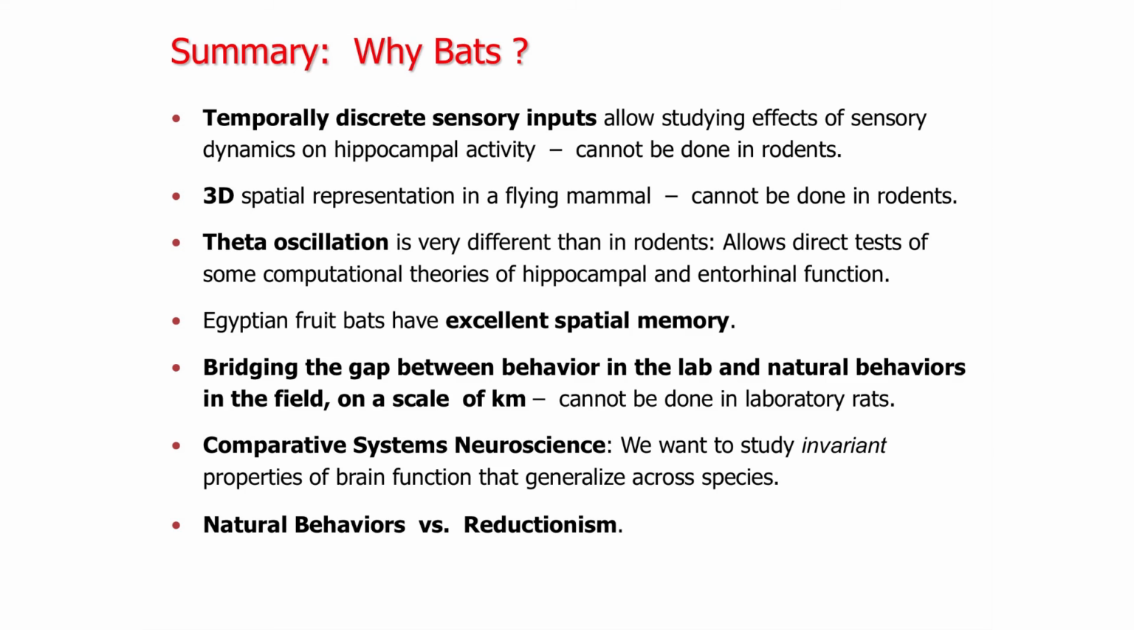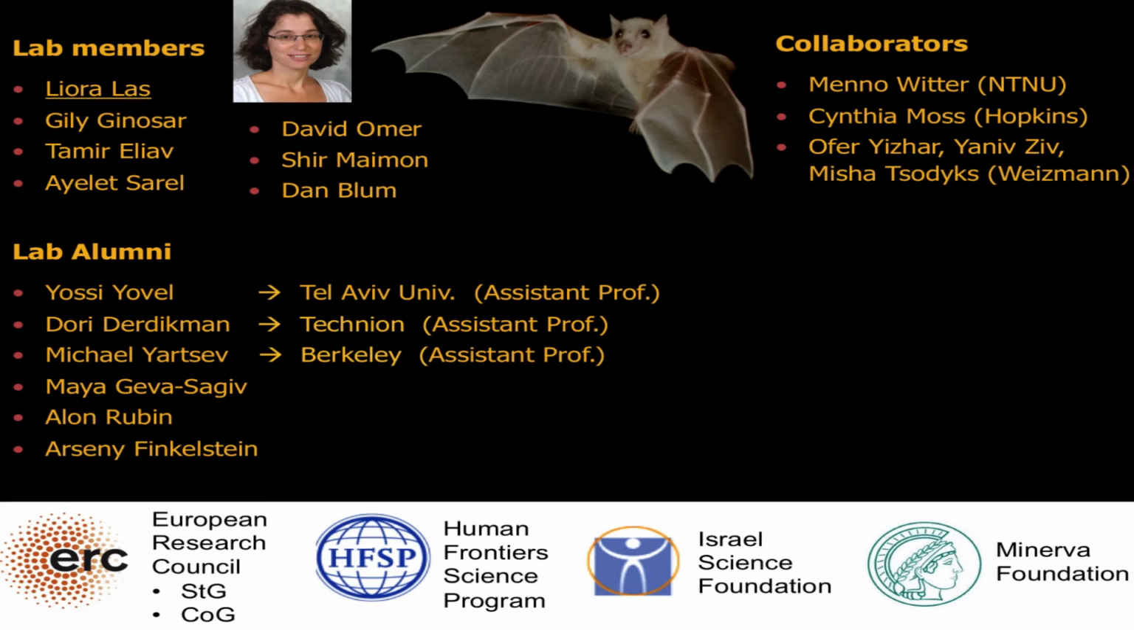And secondly, the issue of natural behavior versus reductionism. I'm a bit at the extreme, coming from the neuroethological approach. I think it's really important to go with the natural behavior of the animals. So in our case, think about navigation towards a goal, complex environments, 3D environments, large scale. So this is where we are heading with our research.